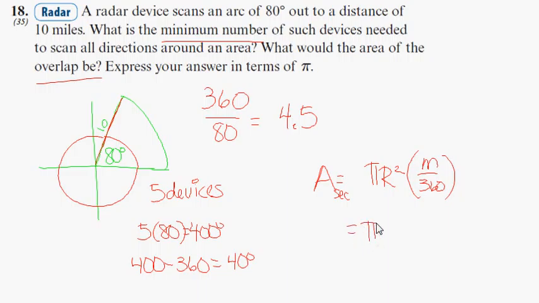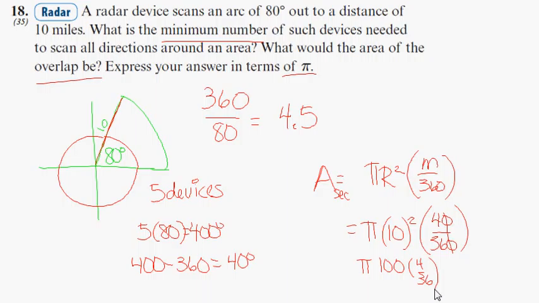So pi times the radius, which is 10 squared, because we have 10 miles. Our angle measure is 40 degrees, right? Because that's how much overlap there is over 360. People, just plug this into your calculator and you should, oh, never mind, we don't even have to plug it into the calculator because we're expressing it in terms of pi. So we've got, well, this is 100, so we have pi times 100, and then this is 40 over 360, or 4 over 36. So we can do some canceling here. 4 into 36 is 9, 4 into 100 is 25. Well, looky there, guys. 25 times 4 is 100 over 9 times pi.